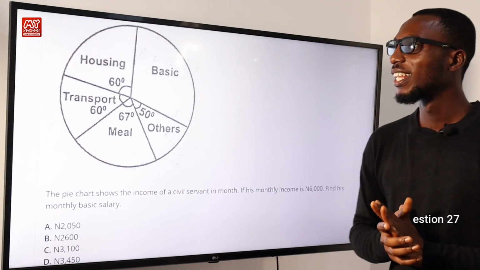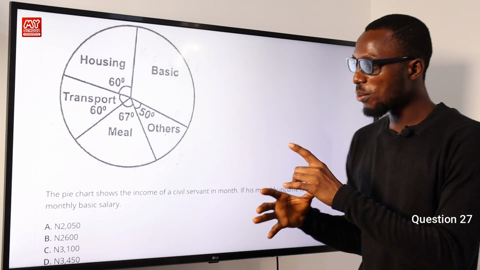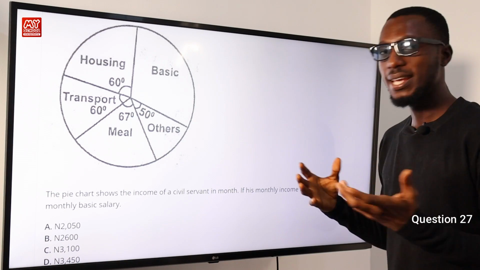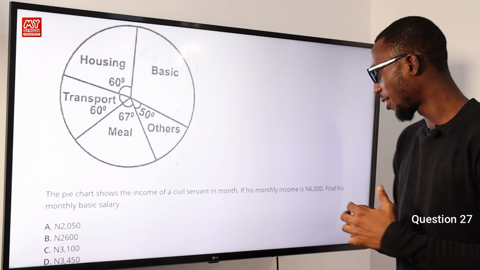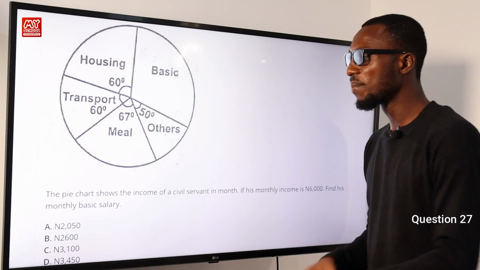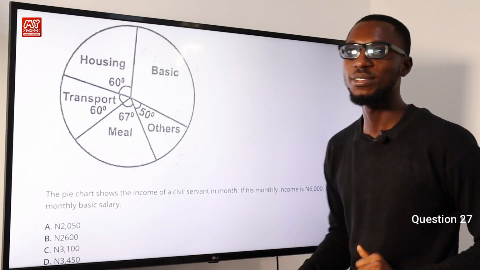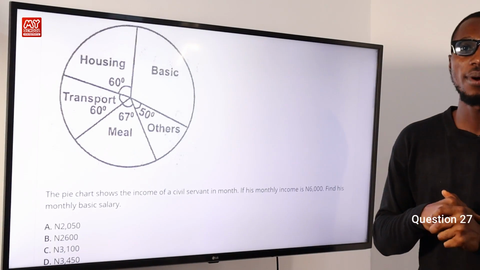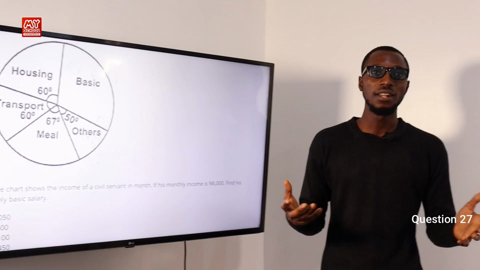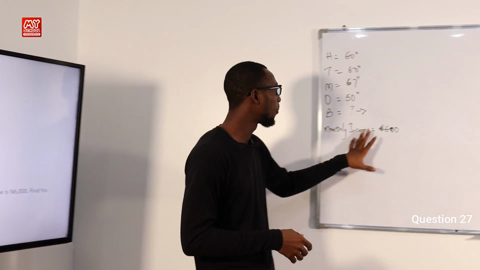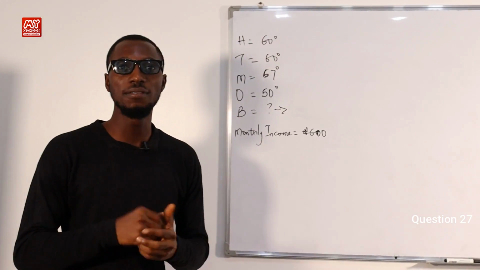Question 27. The pie chart shows the income of a civil servant in a month. If his monthly income is 6,000 naira, find his monthly basic salary. So this is the angle we are asked to find. Not just the angle now, we are required to find the exact amount in naira.